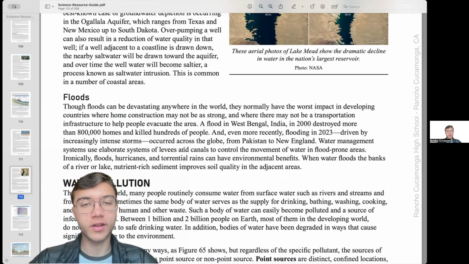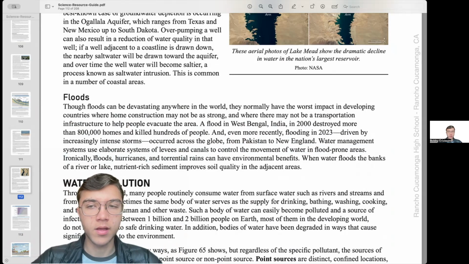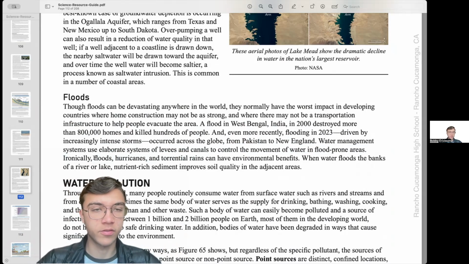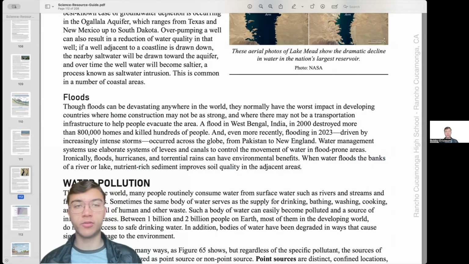Now, floods, hurricanes, and torrential rains, all this storm-related stuff, can actually have environmental benefits. Water flooding banks, such as of rivers or lakes, can transport nutrient-rich sediment, which improves the soil quality in the adjacent areas. Think about those riverbeds. If water is able to flow into those riverbeds more, then the nutrient-rich sediment is able to move into areas around those rivers.